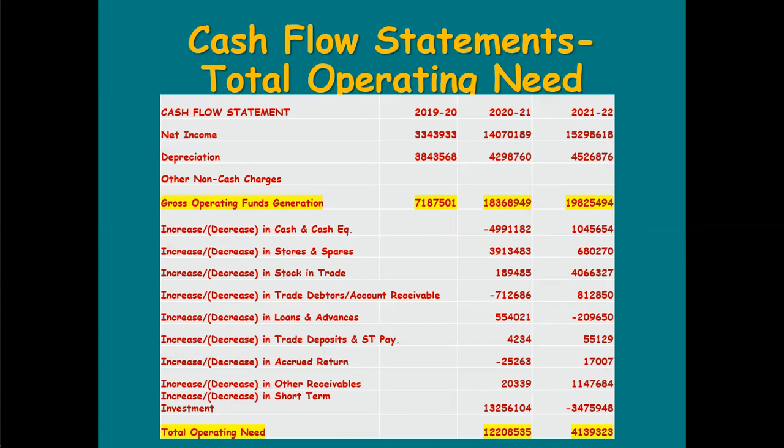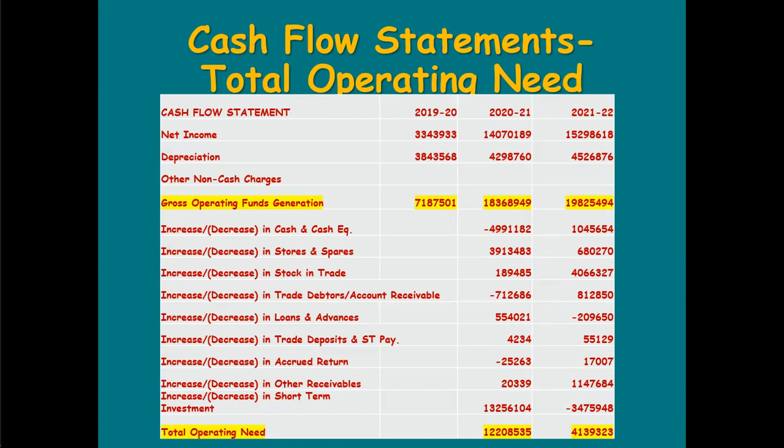Here you can review that in the short-term area, first of all, you go for the net income for the year. Thereafter, you add back the depreciation expense, which is considered a non-cash expense, in order to have the gross operating funds generated. Thereafter, we have the increase or decrease in cash.